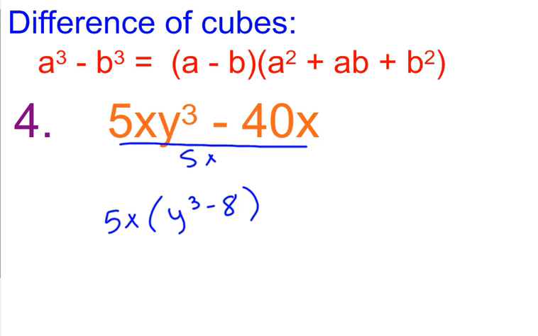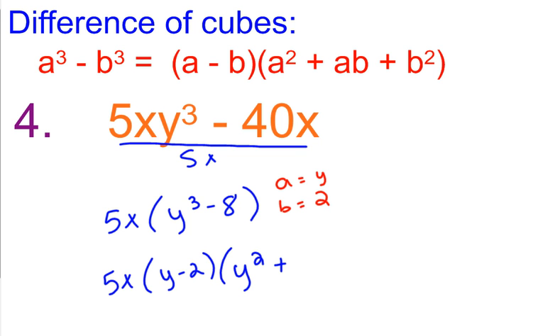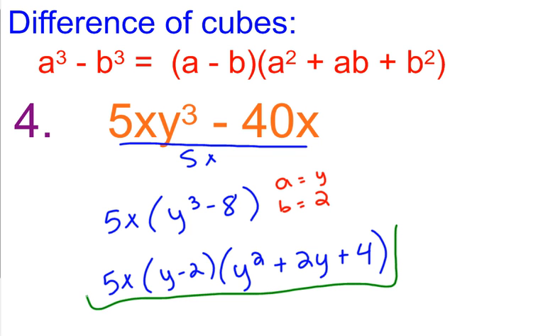So from here, I'm going to then find my a value and my b value. My a would be the cubed root of y cubed, so y. And my b is the cubed root of 8. So hopefully you remember that that's 2. Then I plug it in the formula with keeping this 5x on the outside. So I would say a minus b, y minus 2, and then a squared, y squared, plus a times b, so 2y, plus b squared. B is 2, so that'd be 2 squared, which is 4. And you'll keep that 5x on the outside.